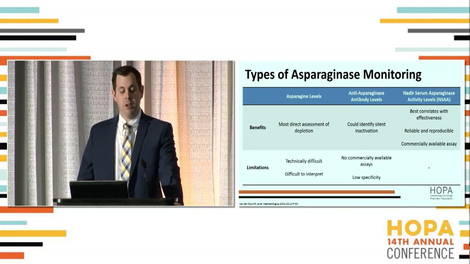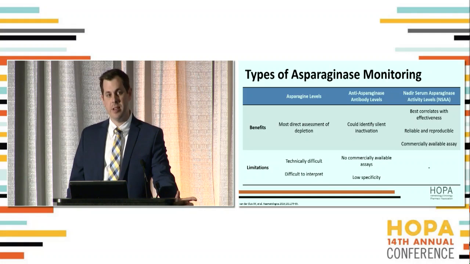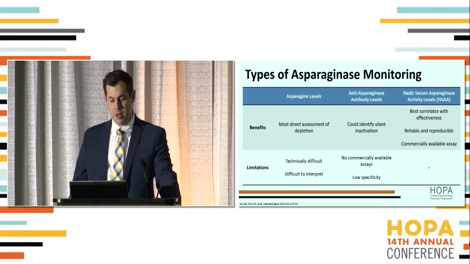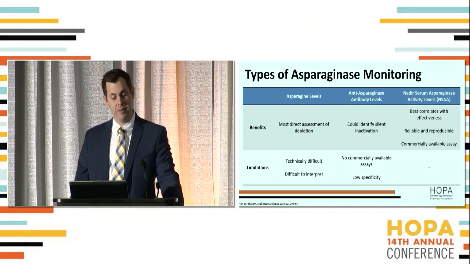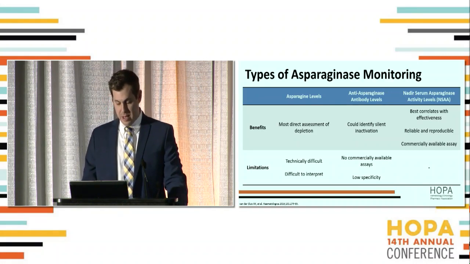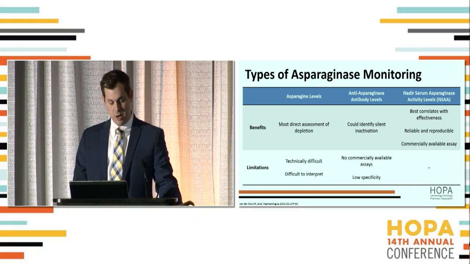specificity. When you look at nadir serum asparaginase activity levels, and I'll refer to this as just asparaginase activity levels for the rest of this talk, this has best been shown to correlate with effectiveness. It's been shown to be reliable and reproducible, and we do have a couple of commercially available assays. And when I say asparaginase activity levels, the goal level we're looking for is greater than 0.1 international units per ml.